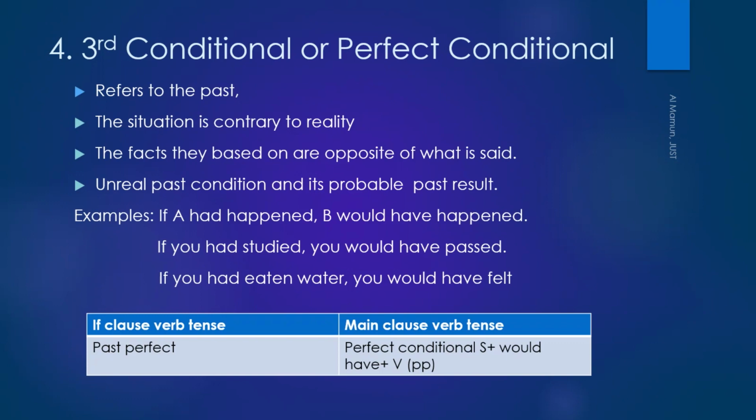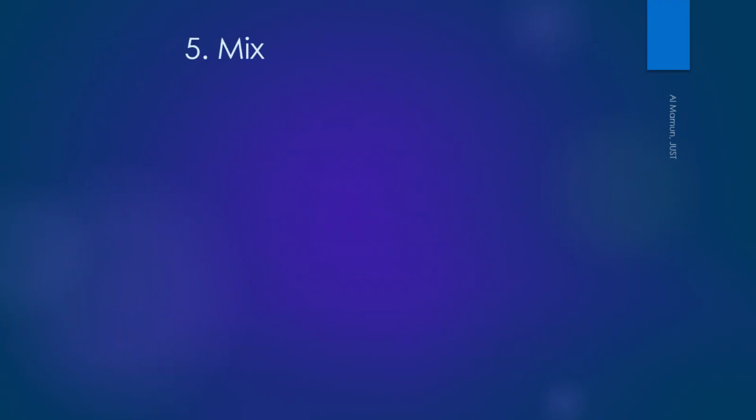And so here the structure is, in the if clause you have the past perfect tense, that is, had plus subject plus had plus verb in the past participle form, and in the main clause you have perfect conditional, that is, subject plus would have plus verb in the past participle form.